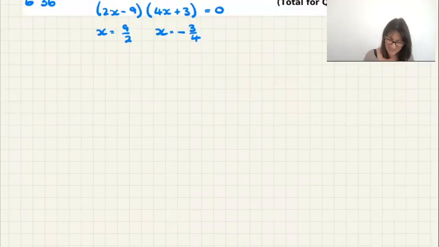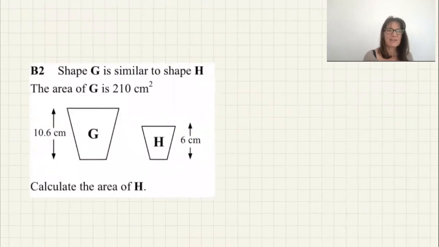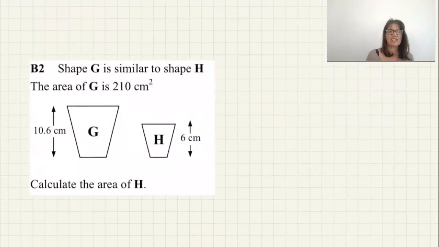Okay, next question. All right. Shape G is similar to shape H. The area of G is 210 centimeters squared. And you've got to calculate the area of H. Press play when you're ready.